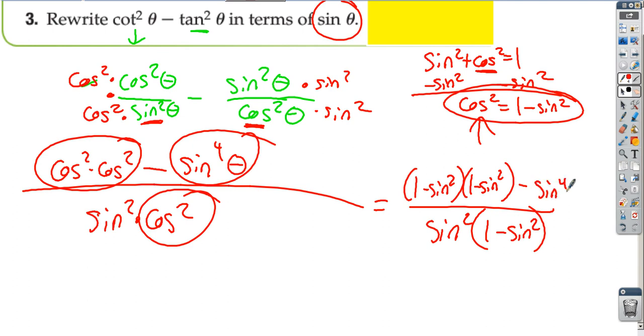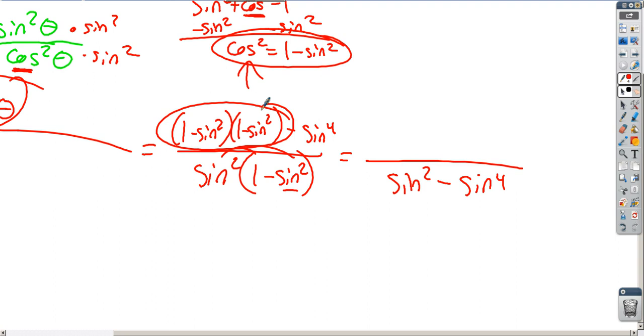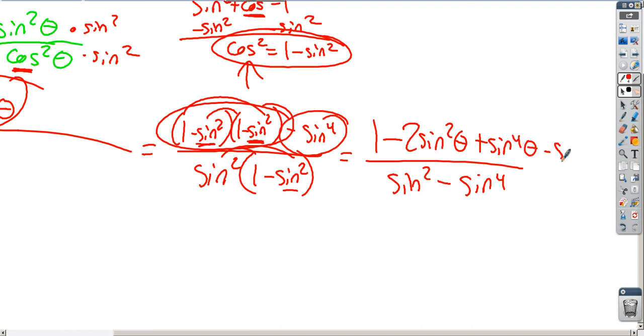Now all we need to do is just FOIL this stuff out, and we'll be good to go. So the bottom FOILs out. If we distribute the sine squared, we would get sine squared minus sine squared times sine squared, which would be sine to the fourth. And then this thing, when you FOIL it, is going to be 1 minus sine squared minus another sine squared, which would be minus 2 sine squared. And then negative sine squared times negative sine squared would be positive sine to the fourth. But then we have this minus sine to the fourth right there, so those are going to cancel each other out.